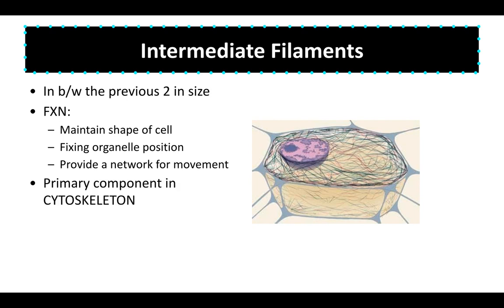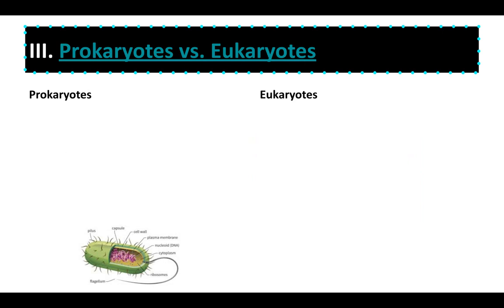These intermediate filaments are the primary component of something called the cytoskeleton. This literally translates as the skeleton for the cell. And so you think about your own skeleton that provides structure, provides movement, provides support. The intermediate filaments are creating the skeleton of the cell, providing the exact same things.